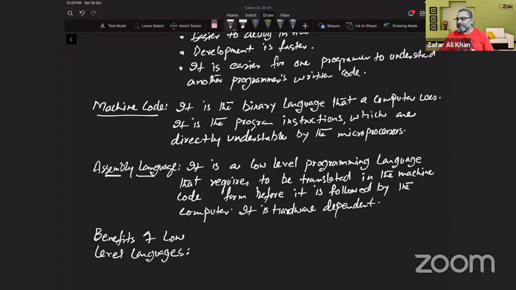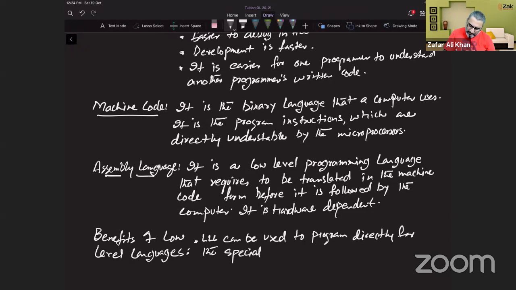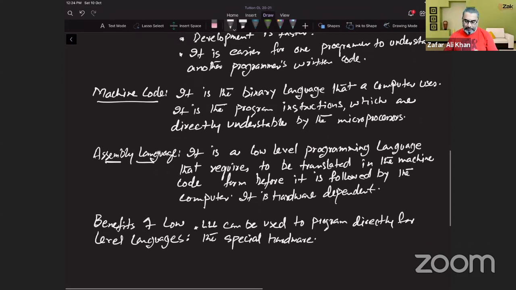Number one, programmers can write programs to make use of special hardware. Low-level languages can be used to program directly for the special hardware. What does it mean? Let's say someone has created special hardware and they want to write a special kind of printer, let's say, and then they will write a program in assembly language for that printer, and we call it device drivers. So unless that program is there, we cannot make use of the printer. So every special kind of hardware would have its own program written in low-level language.